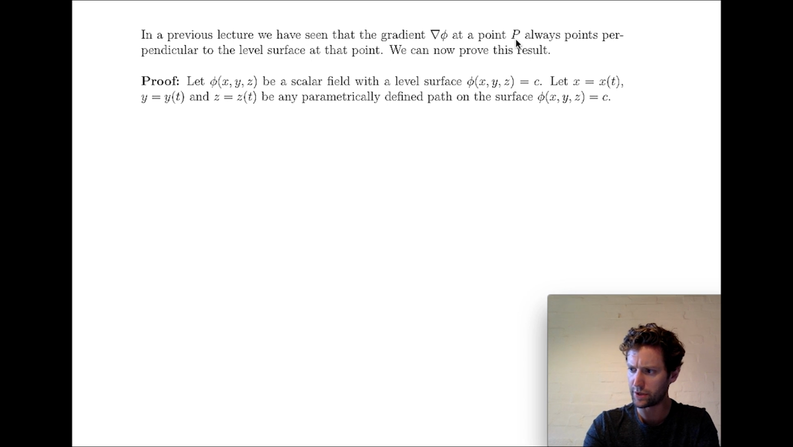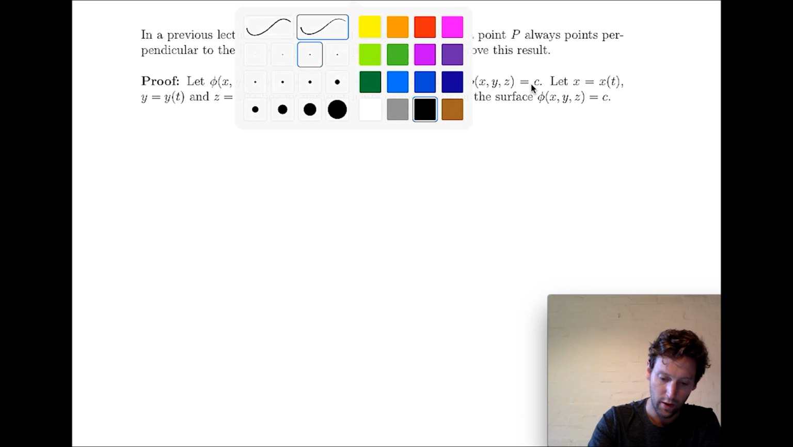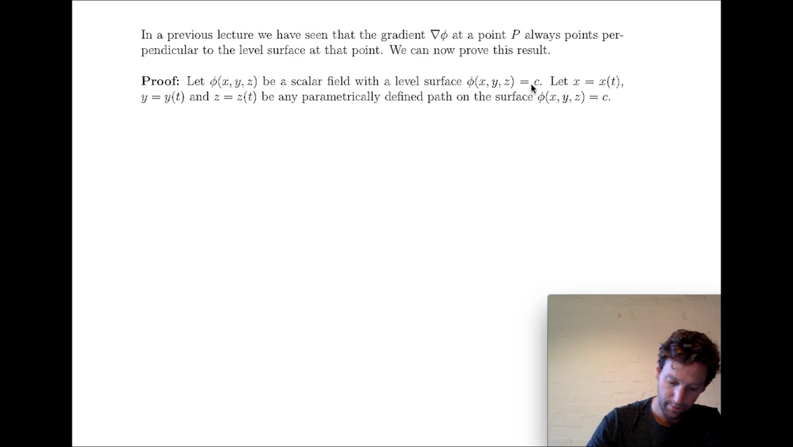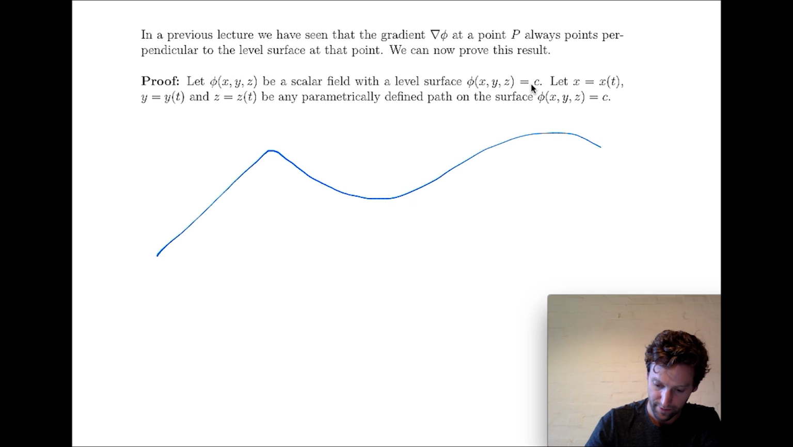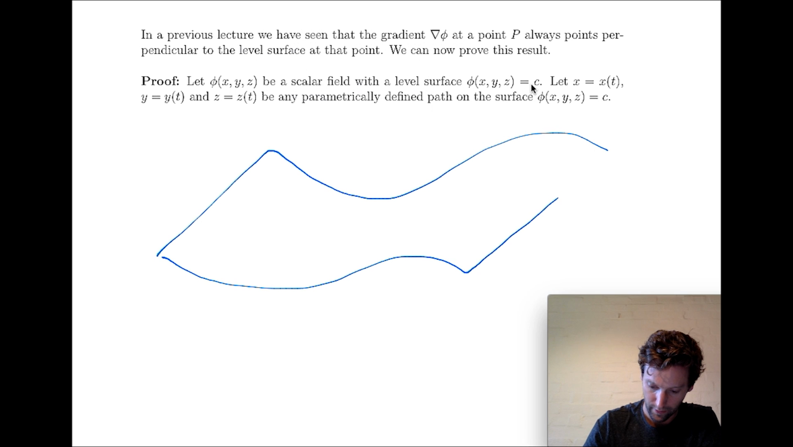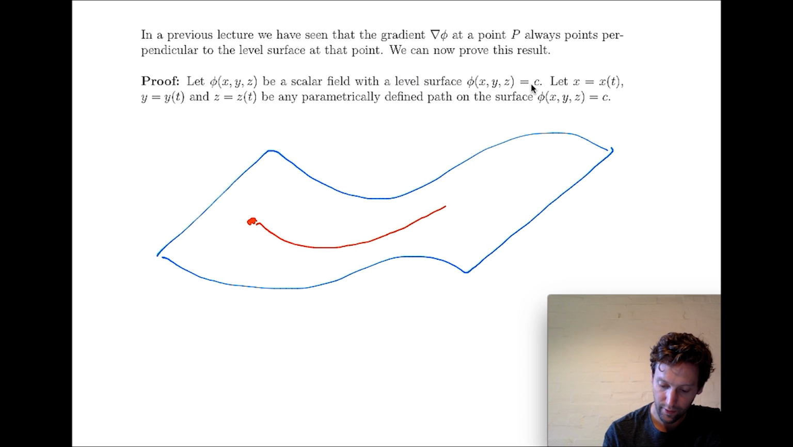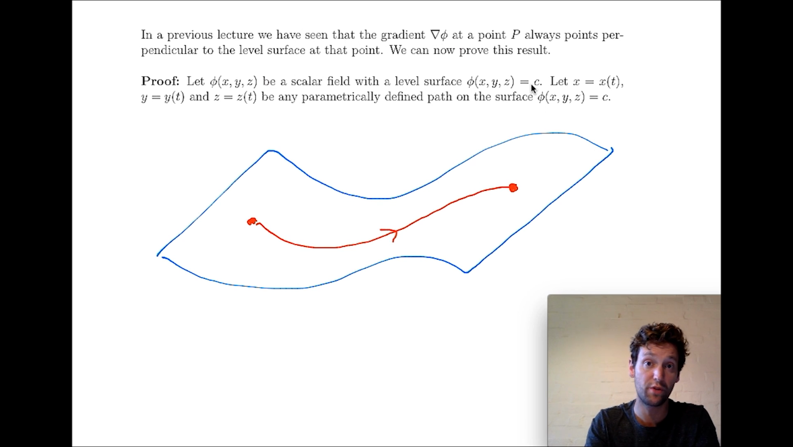So what we're going to do is imagine we have a scalar field phi, and I've got some level surface, phi is equal to c. Let's imagine that that's some sort of rubbery sheet in three-dimensional space. It's got some sort of behavior like that. And we'd like to imagine that we take a parametrically defined path that lives on that surface. It doesn't have to be a straight line, it could be a curvy path, but the point is that it lives on that surface.